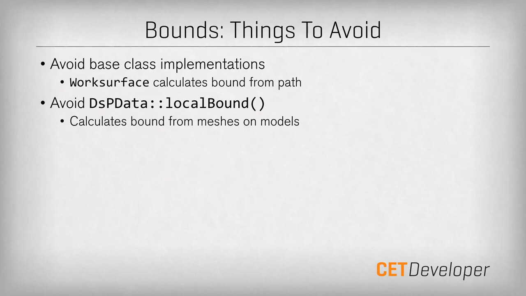Similar thing with DSP data. It has a local bound method, but it largely calculates that from all of the models. It'll look at all the meshes and try to construct a box that includes all of those triangles, which is, of course, really expensive. So just do it yourself. It's much faster.